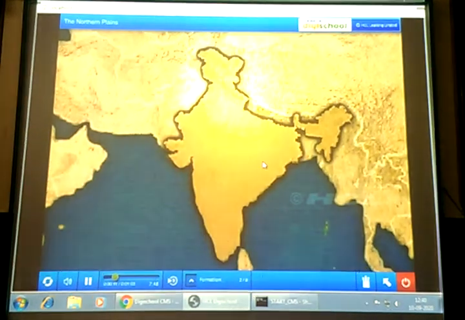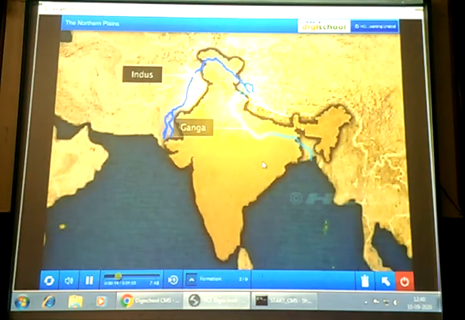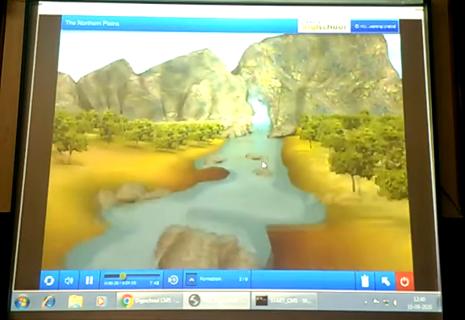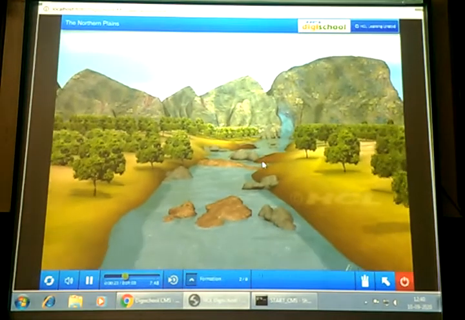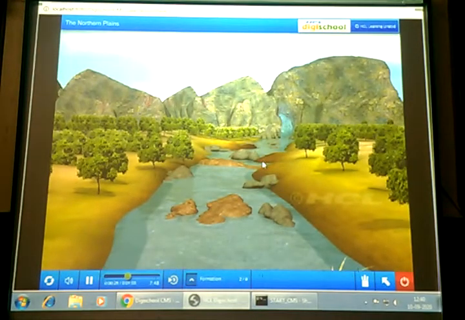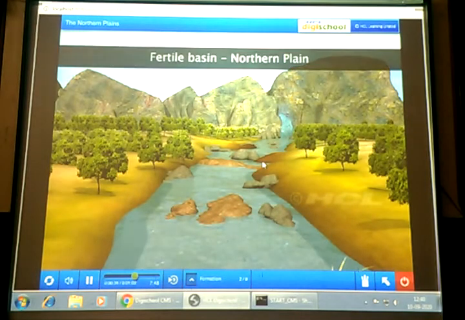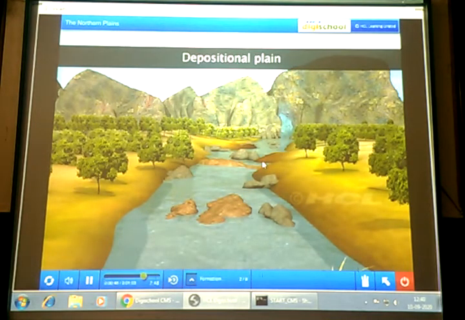The three major river systems, the Indus, Ganga, and Brahmaputra, carry a huge amount of silt from the Himalayas through which they flow. They deposit this silt, called alluvium, in the vast basin at the foothills of the Himalayas. The intense fertility of the alluvium makes the basin fertile. This fertile basin is called the Northern Plain. It is also called a depositional plain, as it is formed from the deposits made by rivers.